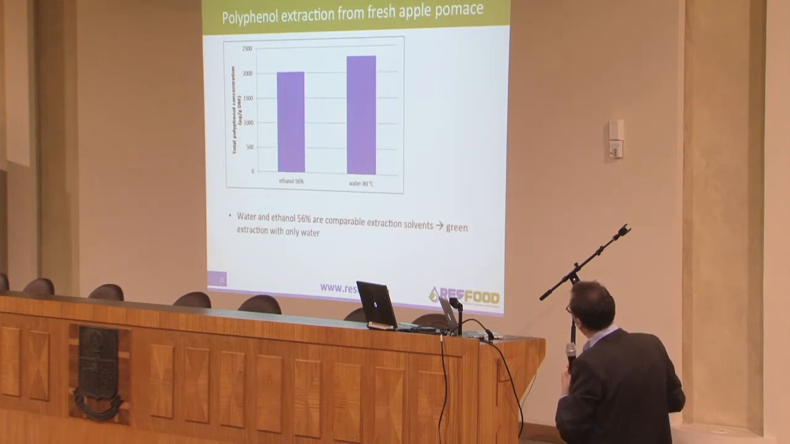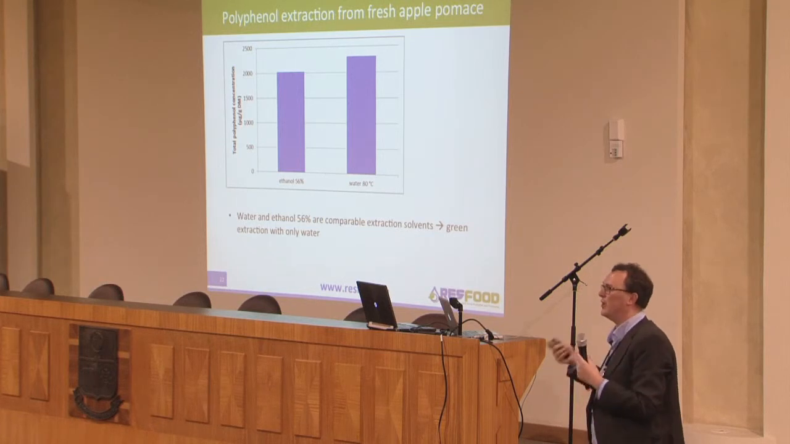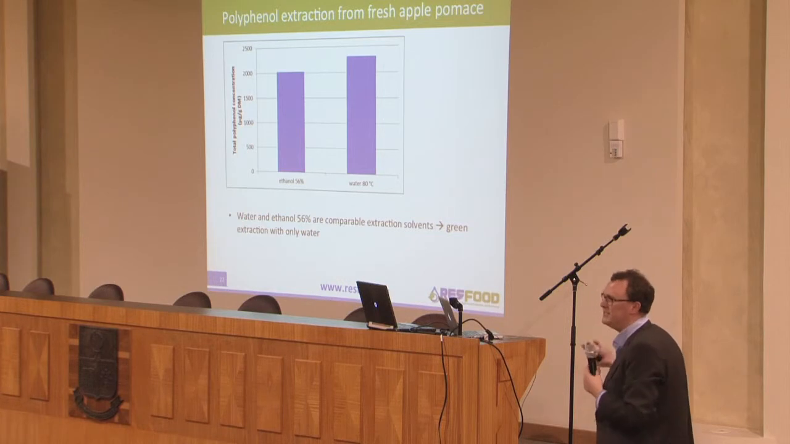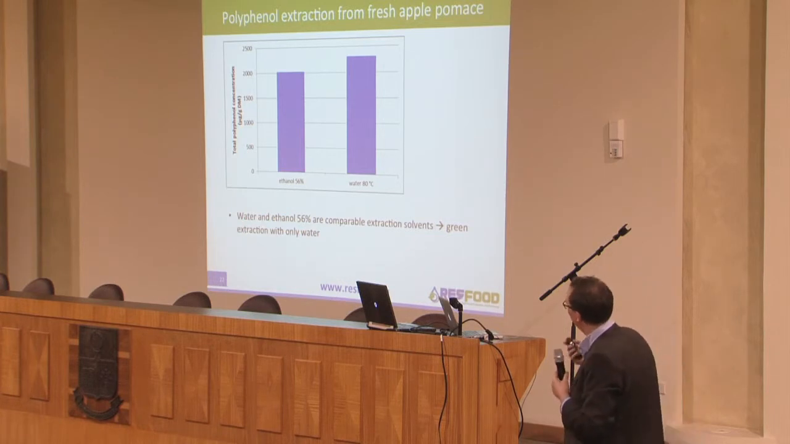We also repeated this experiment where we used fresh palms. Remember, if you don't have to dry your product, it will be much more convenient and will put your costs down. And here you see that water extraction, only water at 8 degrees, and also ethanol are more or less comparable extraction solvents. So it means that you can have a nice green extraction of polyphenols from apple with only water.